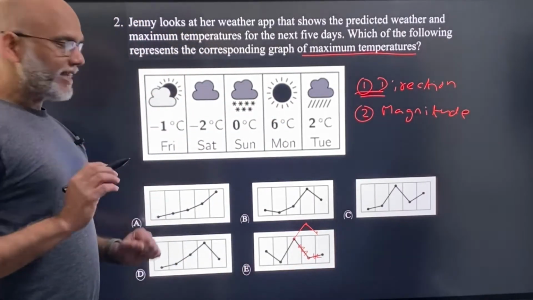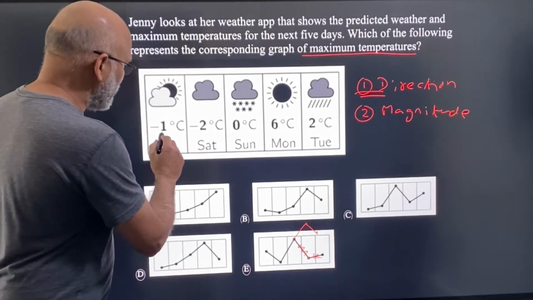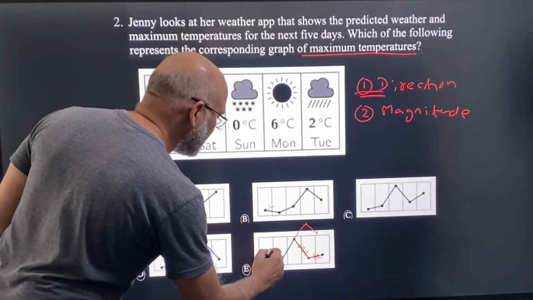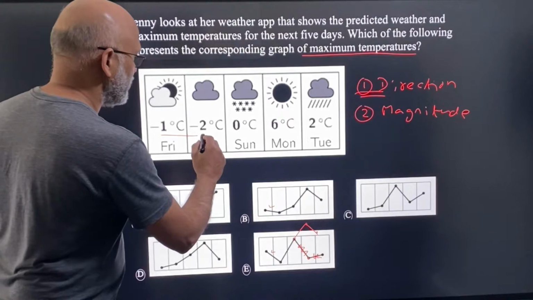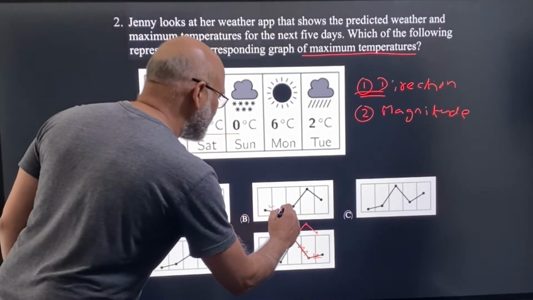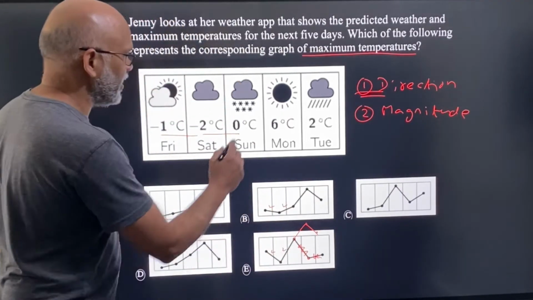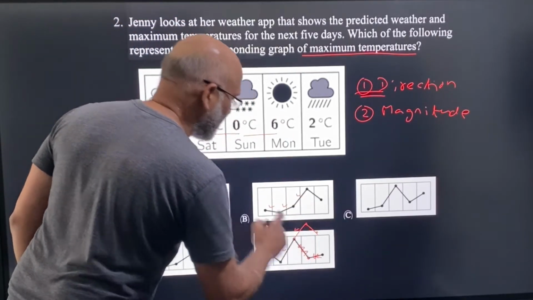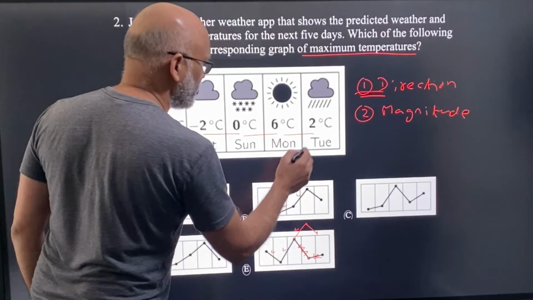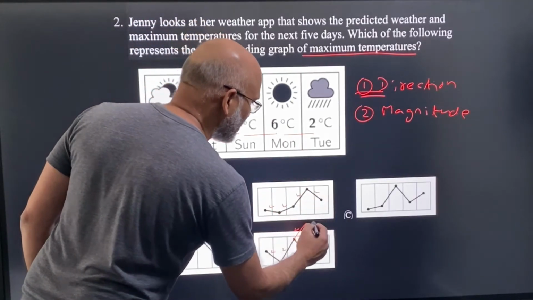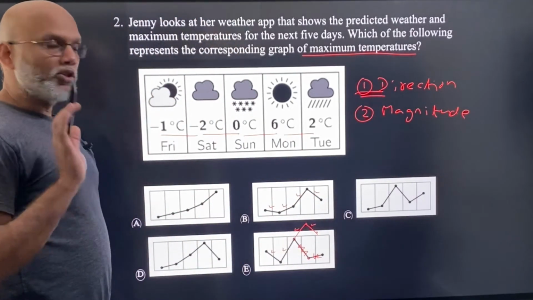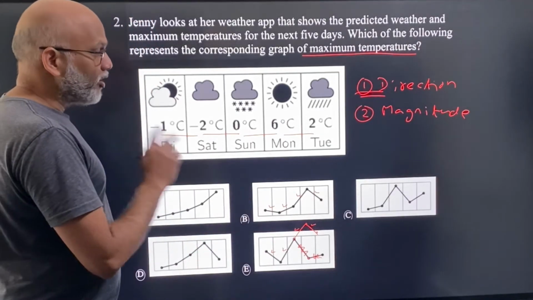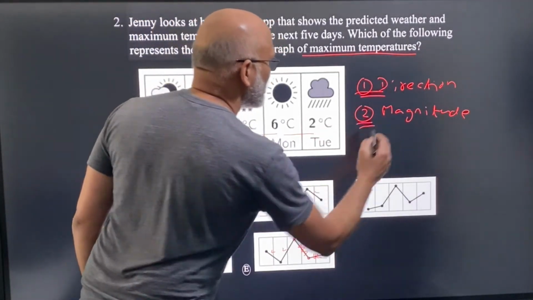Okay, so in this case, if we go from -1 to -2, it should decrease. It decreases here, it's fine. -2 to 0, it should increase. It increases here, fine. 0 to 6, it increases again, both are fine. 6 to 2 should decrease. It decreases here, it decreases here. So if we look direction wise, both are still matching, right? Then next we have to look at the magnitude.